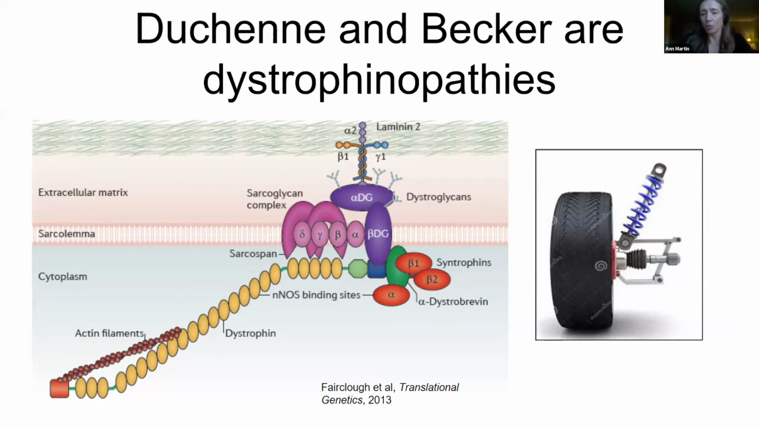On the right side of the screen, you can see a picture of a tire or a wheel with a shock absorber, and I think it's really nice to think of dystrophin as the shock absorber. It's absorbing the shock, or the stress, that's created in the muscle cells by constant contracting and relaxing.